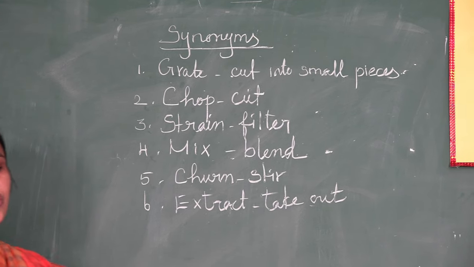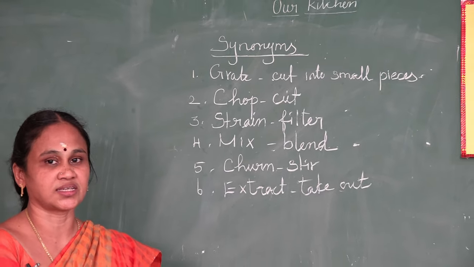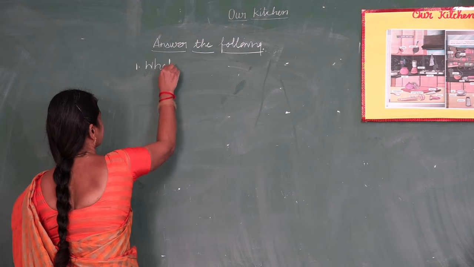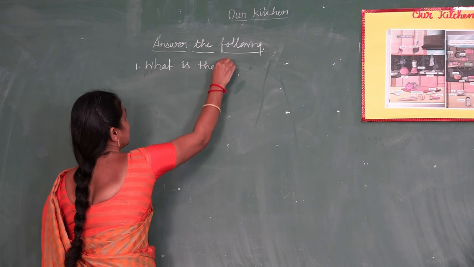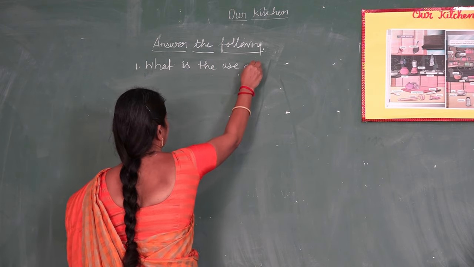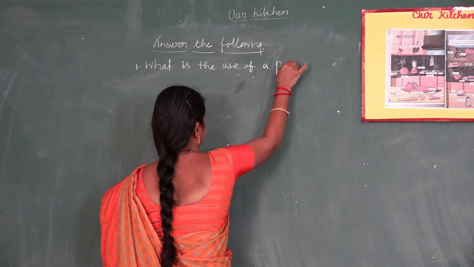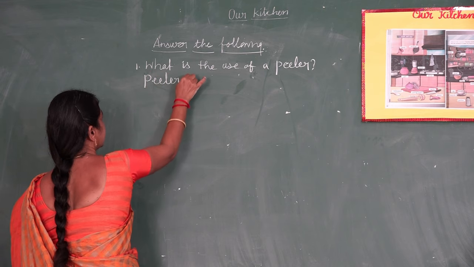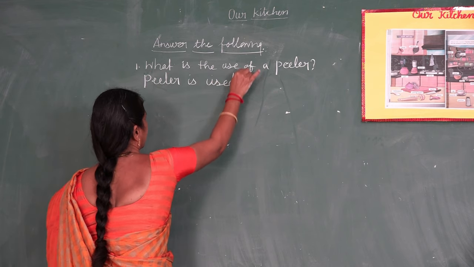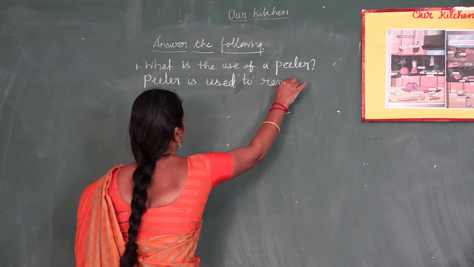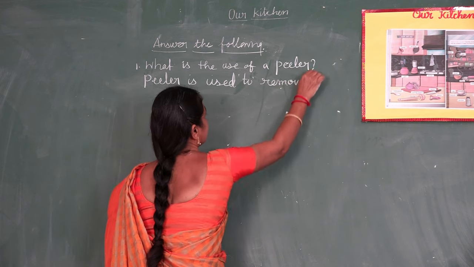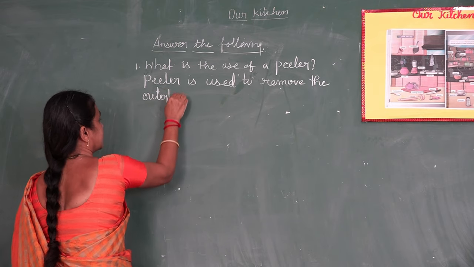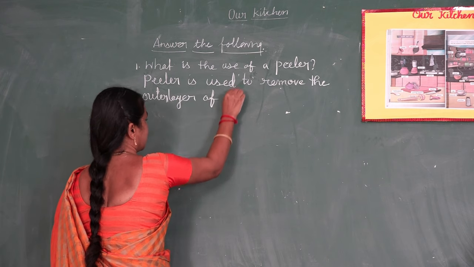Now we discuss some questions and answers related to the lesson. What is the use of a peeler? Peeler is used to remove the outer layer of vegetables.